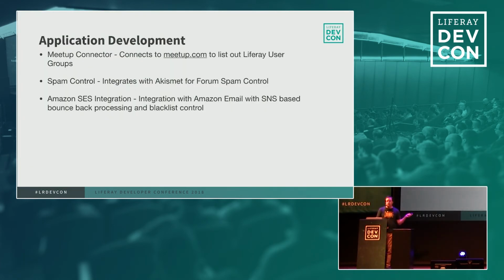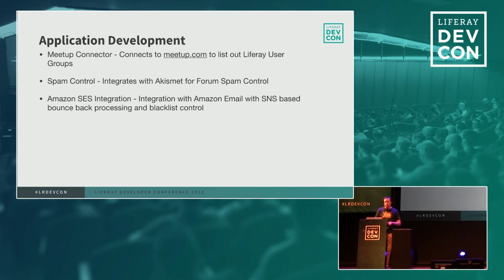So we did a few custom applications. You've probably seen some of them within the community site. Meetup connector was probably the simplest. It connects to meetup.com and just lists out our user groups. It uses actually a REST connection. So that was actually one of the first 7 applications that I made and put in there.